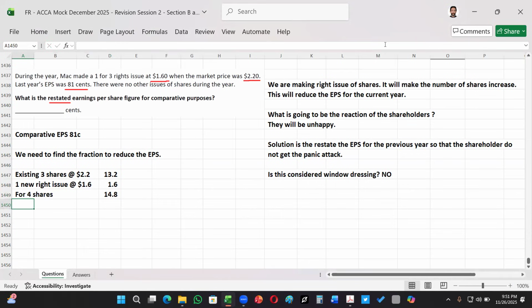Okay, so what is the theoretical ex-rights price? It is going to be this $14.8 divided by 4 shares. So this is going to fetch us the theoretical ex-rights price. That is going to be 14.8 divided by 4. The answer is 3.7. So the price that is existing. So we had this number of shares and the price before.